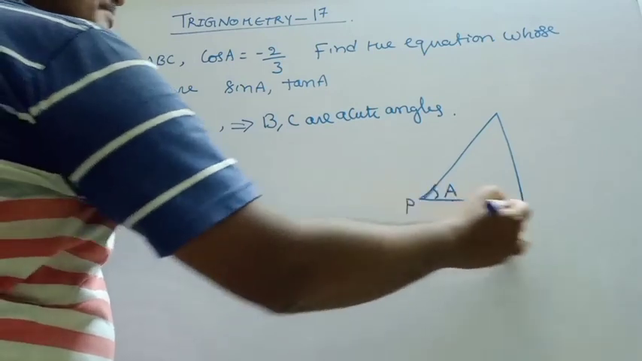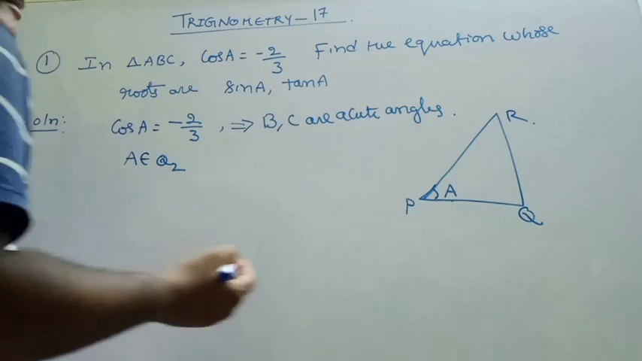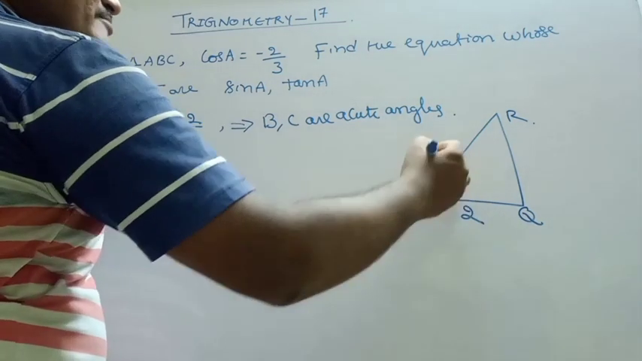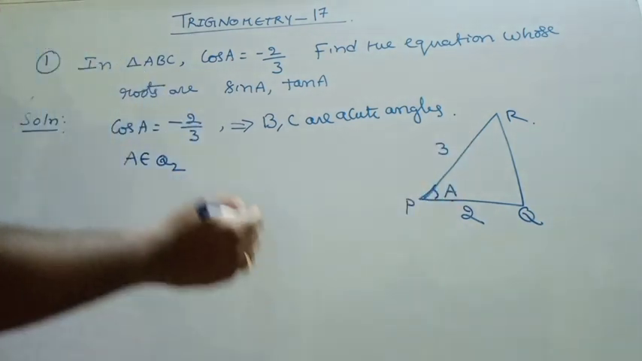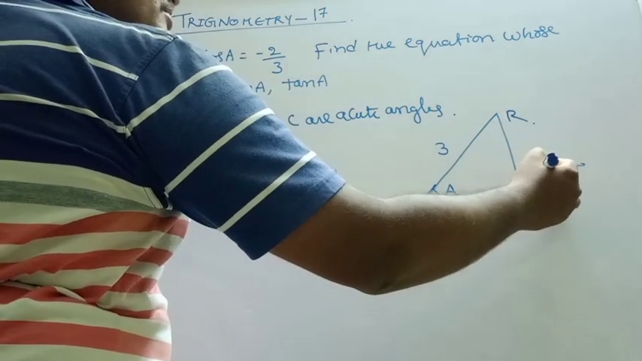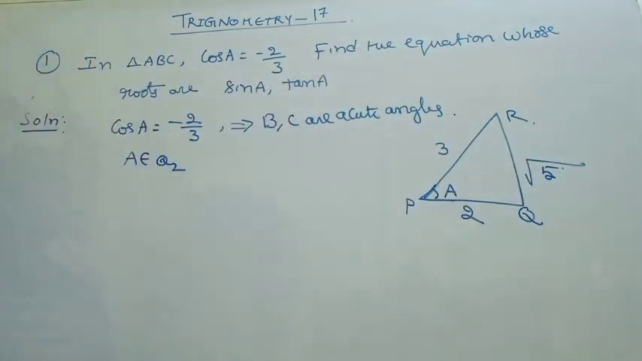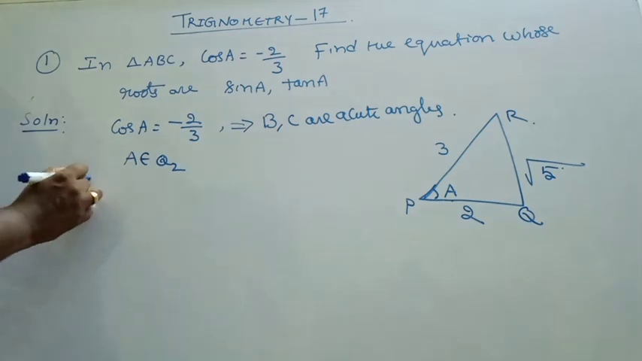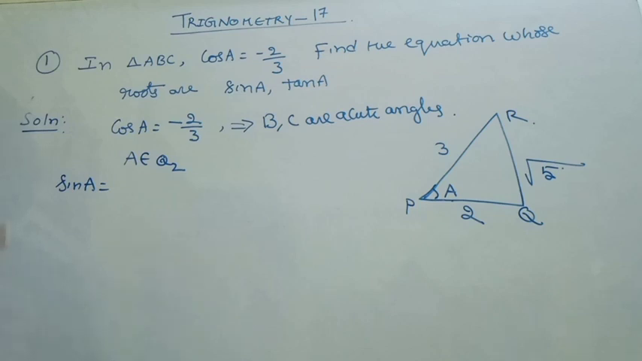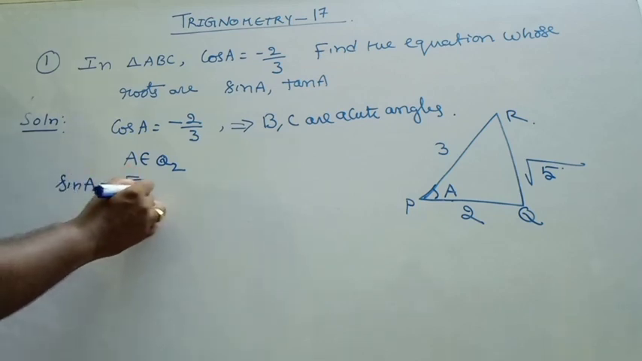Let us take this as some triangle PQR like this. Cos A equals 2 by 3: adjacent side is 2 and hypotenuse is 3, like this. And the third side is nothing but the square root of 3 squared minus 2 squared, that is, square root of 9 minus 4, which is root 5. Now from this, let us find sin A. In the second quadrant, sin A is nothing but root 5 by 3.